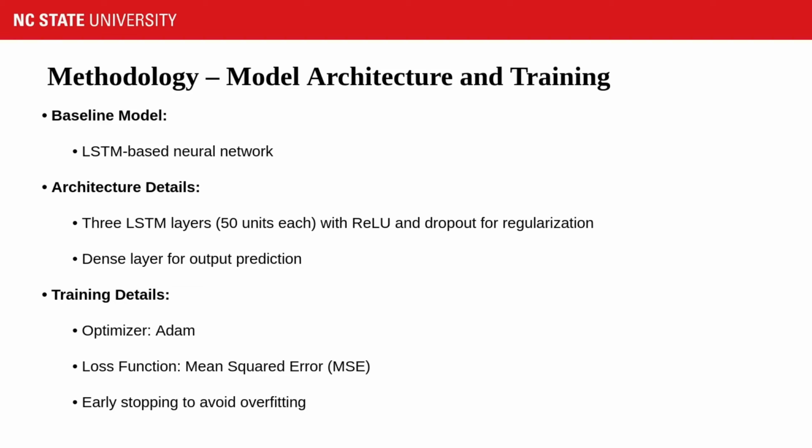So we went with an LSTM-based neural network with 3 layers. So it has 3 layers of LSTM and then 2. We also used ReLU and dropout for regularization, and then the dense layers for output prediction. So why did we use some of the things we used?